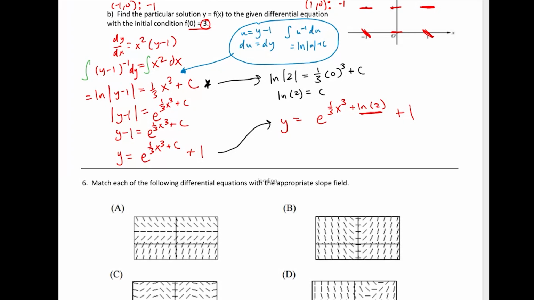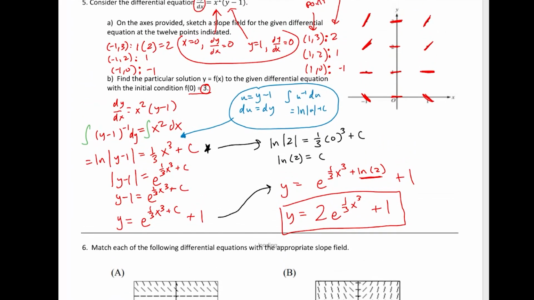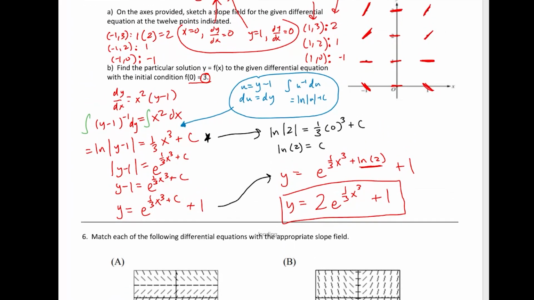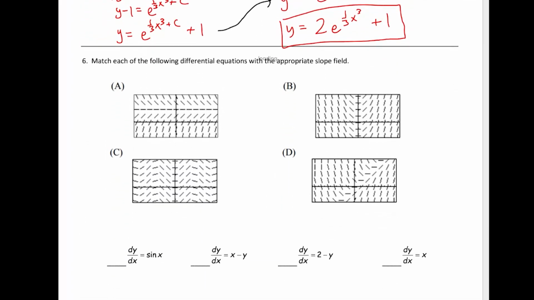So that answer that we have there is fine, but what I think you're going to see on a multiple choice question is we're going to have 2 times e to the 1/3 x cubed, and then of course that plus 1. There you go. There's your particular solution. That is a pretty wild function there. I'm really curious to see what that would look like in a graphing calculator.